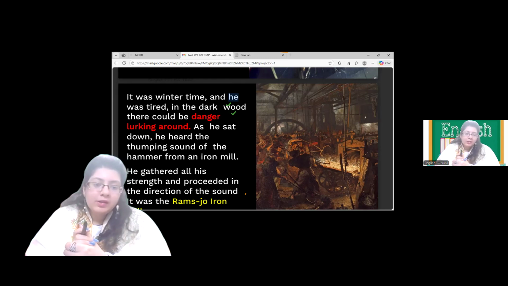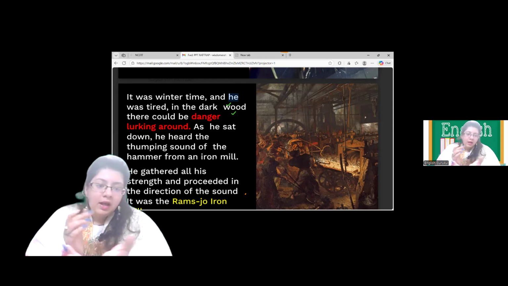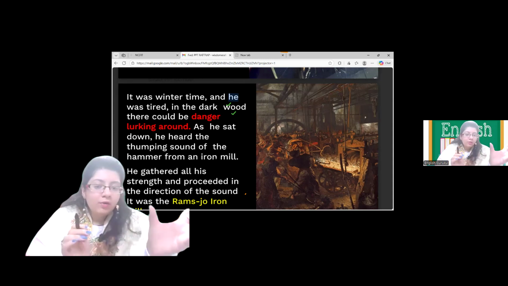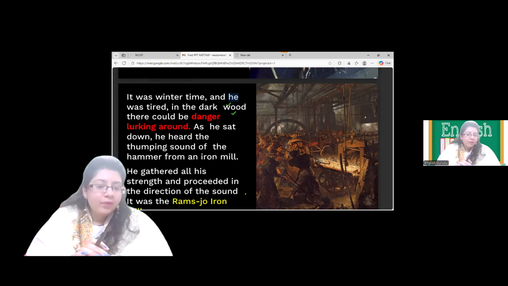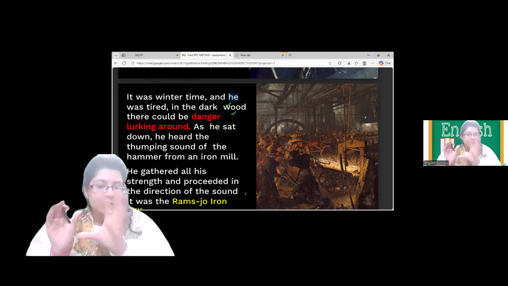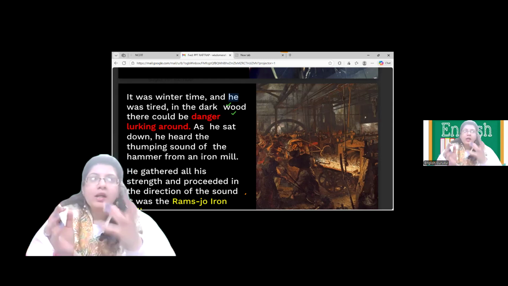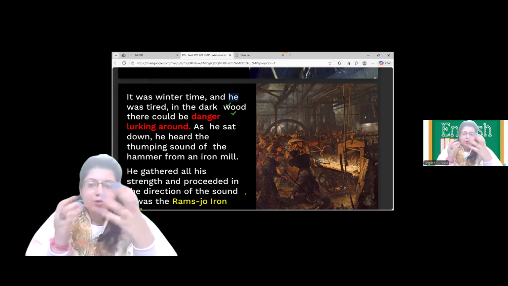So it was winter time, and he was tired. In the dark wood, and obviously when we are talking about the forest, there could be danger lurking all around him. As he sat down, he heard the thumping sound of the hammer from an iron mill. So again, this represents industrialization.